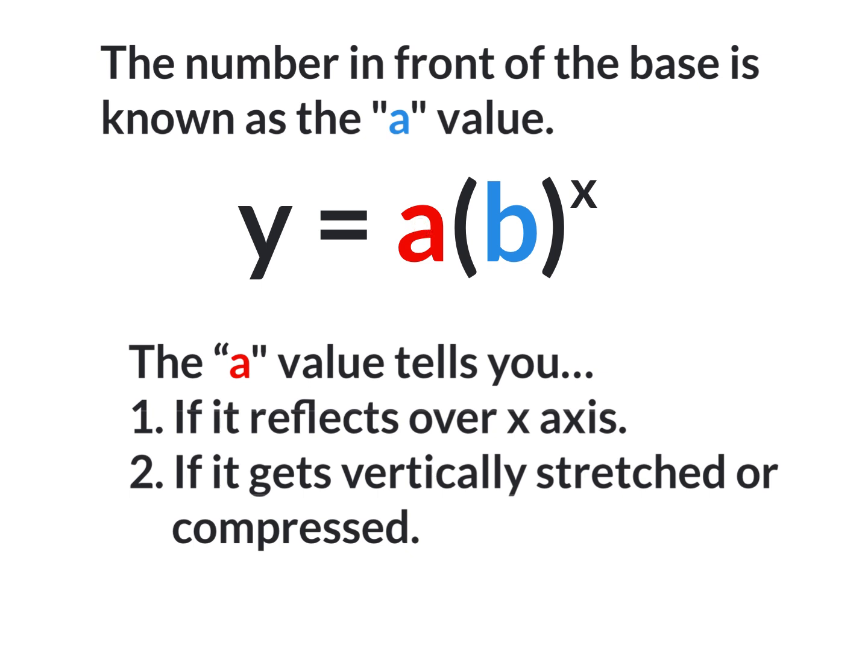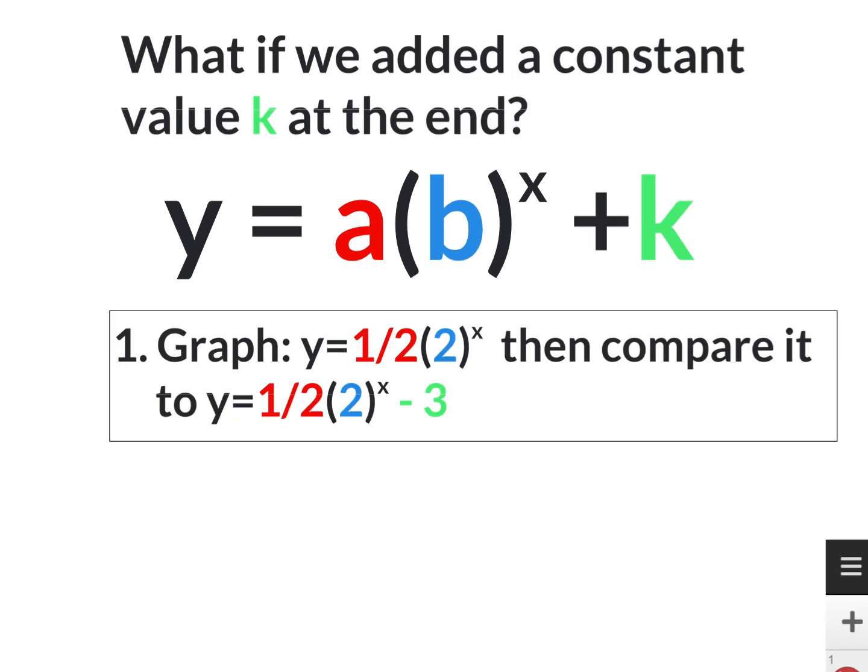But if it's further away from 0, like a 2, a 3, or even a 1.5, if it's greater than 1, the further away it is from 0, it's a vertical stretch. Okay, so the a value tells you if it gets reflected and if it gets vertically stretched or compressed. Again, bigger than 1 is a stretch, a fraction or decimal less than 1, it's a compression.